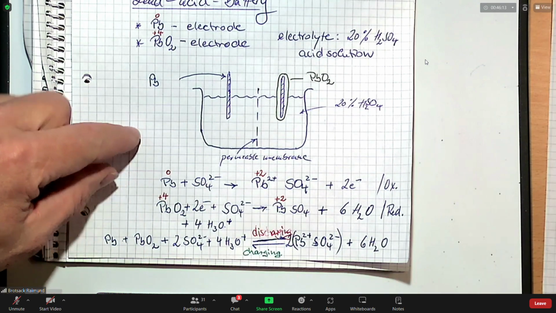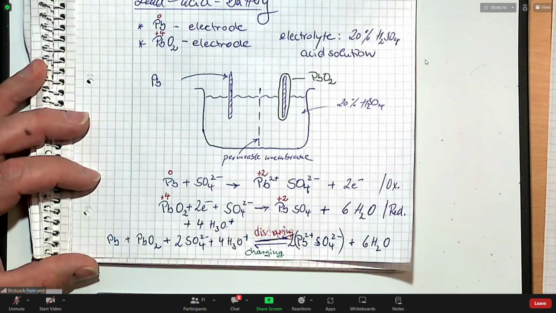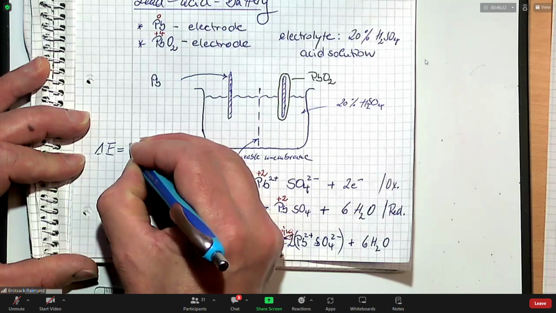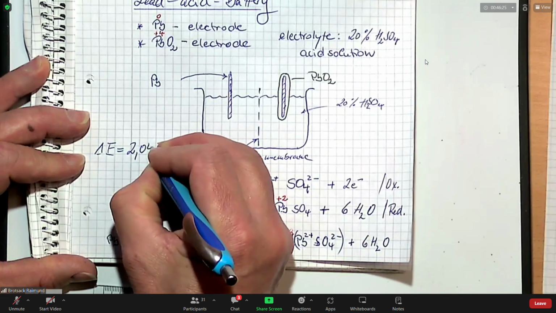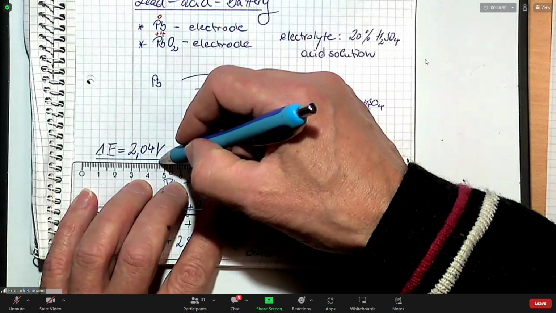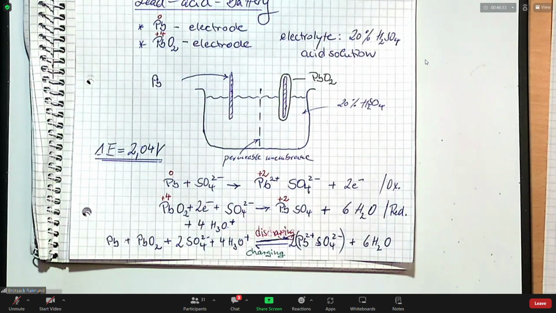The difference in the redox potential in this system, the delta E, is 2.04 volt. When we have one system looking like that, that's the difference in the redox potentials. When you look at a battery, do you know what the voltage of a normal battery in the car is? 12 volt. So how can you get 12 volt?